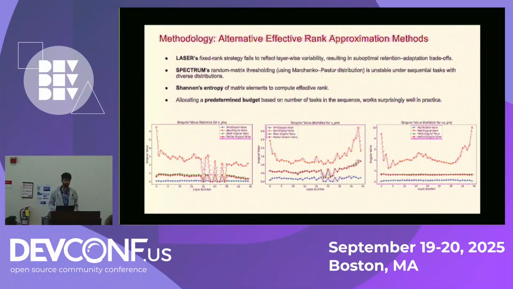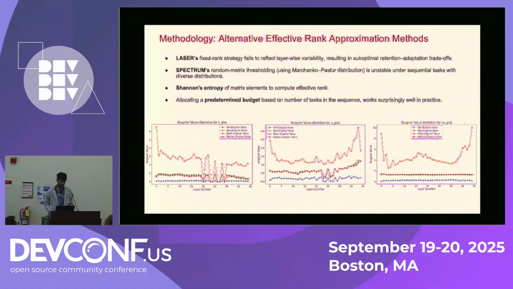One thing that works surprisingly well is allocating a predetermined budget. So for example, if you have n tasks, for the first task, you train the entire matrix. For example, if you have 5 tasks, for the first task, you train 100% of the model. For the second task, you train 80%. For the third task, 60%, and so on. And allocating a predetermined budget works surprisingly well in practice.